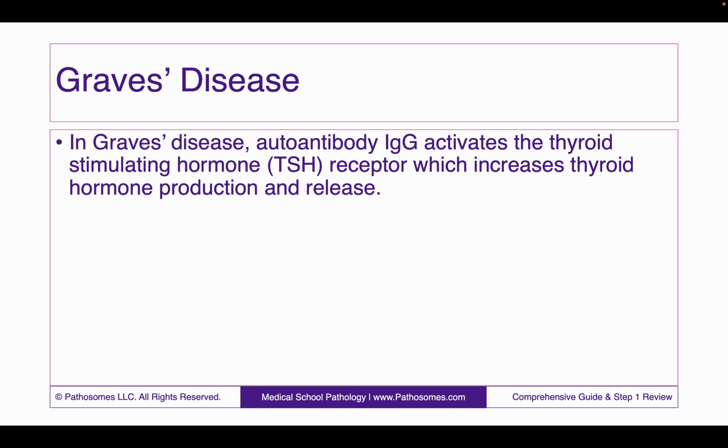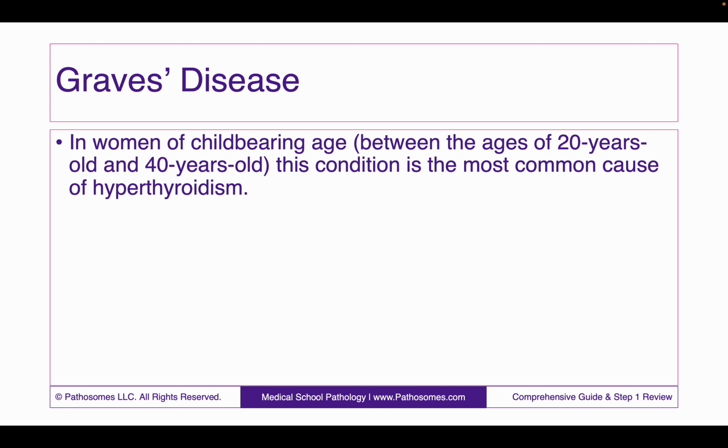In Graves' disease, autoantibody IgG activates the thyroid stimulating hormone TSH receptor, which increases thyroid hormone production and release. In women of childbearing age, Graves' disease is the most common cause of hyperthyroidism. And since it's the most common cause, guess who's going to have to know it? Every single one of us.